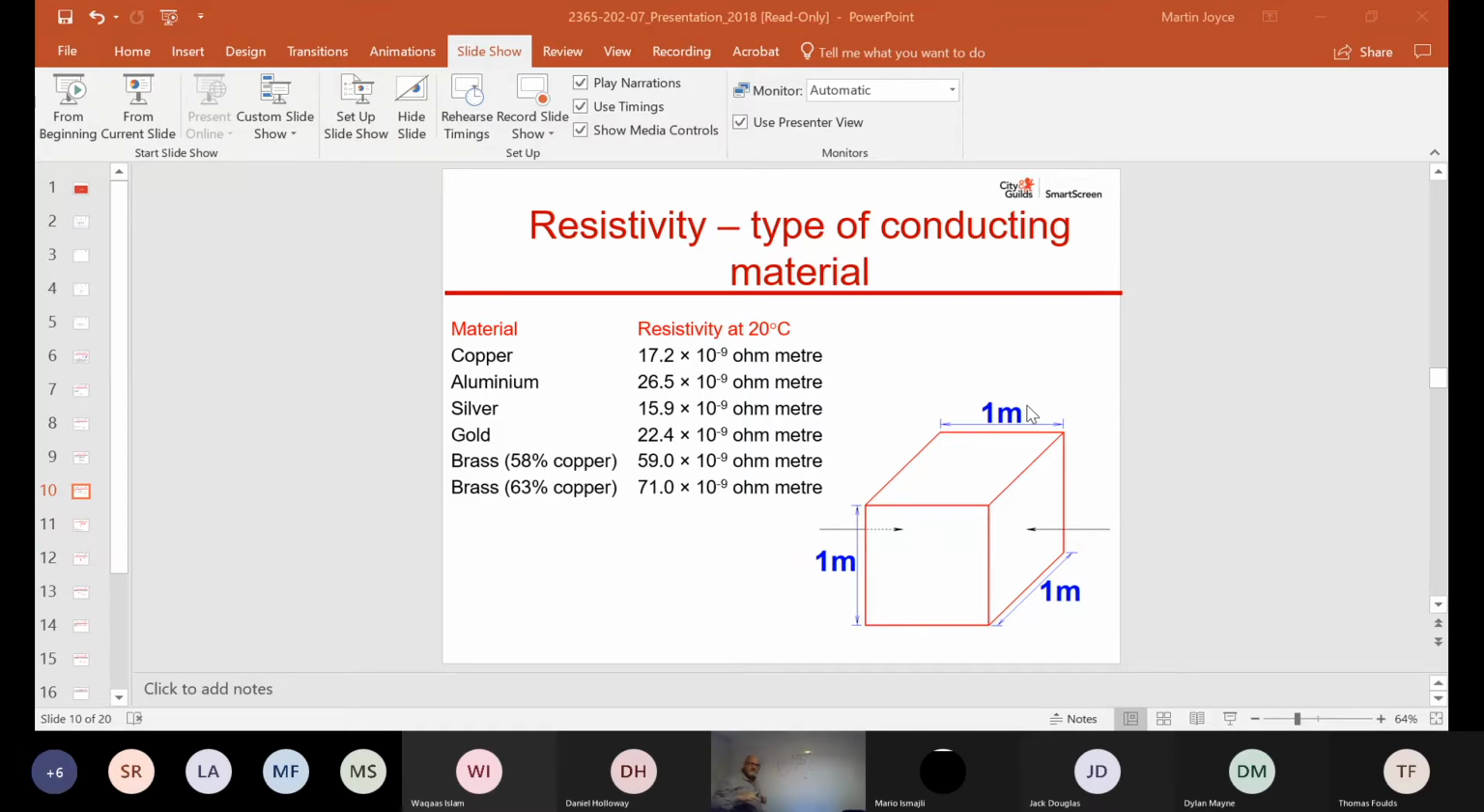In your books, is it 10 to the -9 or 10 to the -8? 10 to the -8. Yeah, you stick with that, it's just a glitch on the PowerPoint. I'll get that sorted out. So 1.72, 10 to the -8.